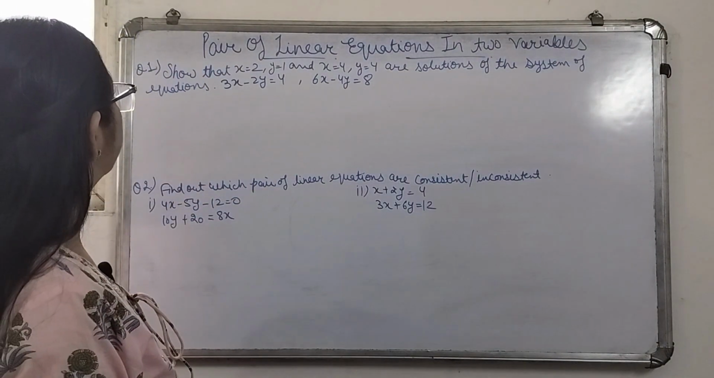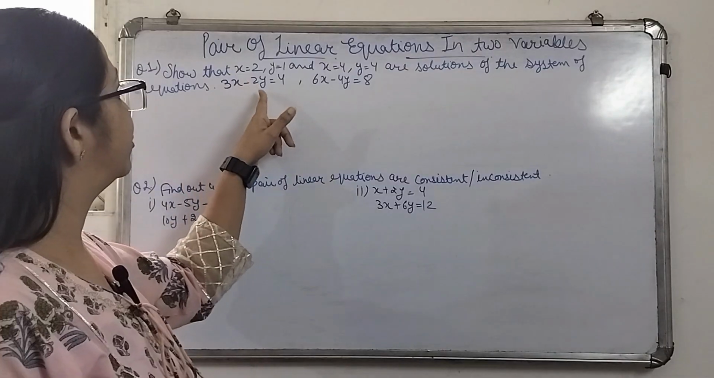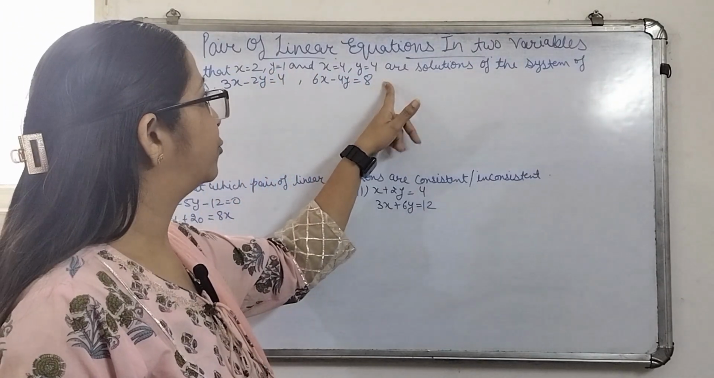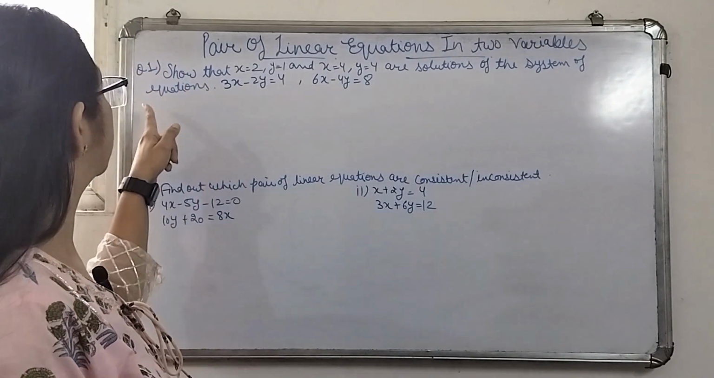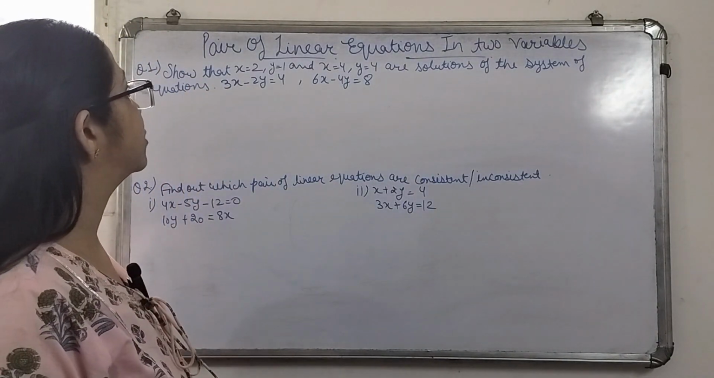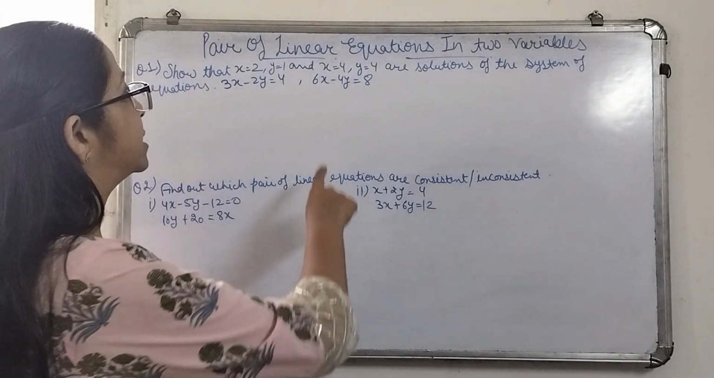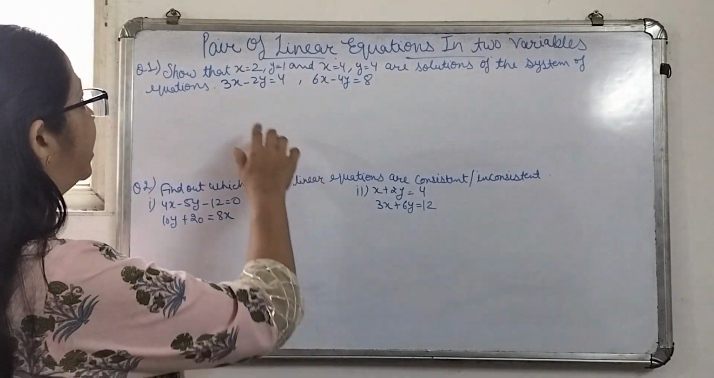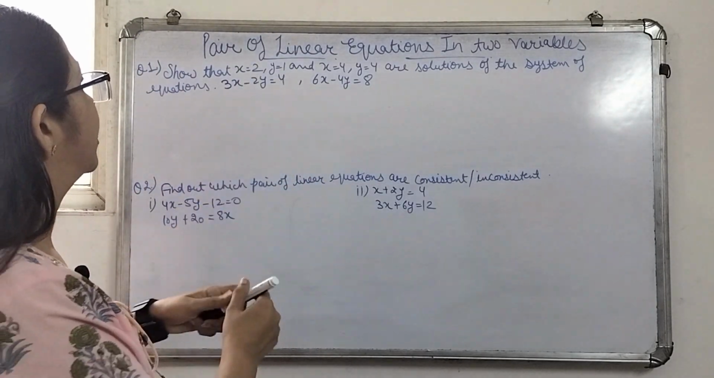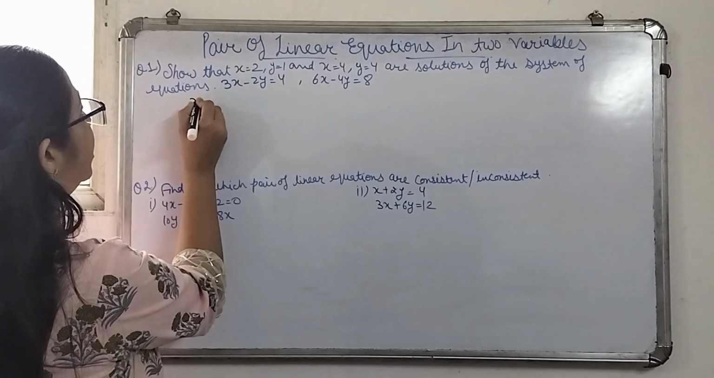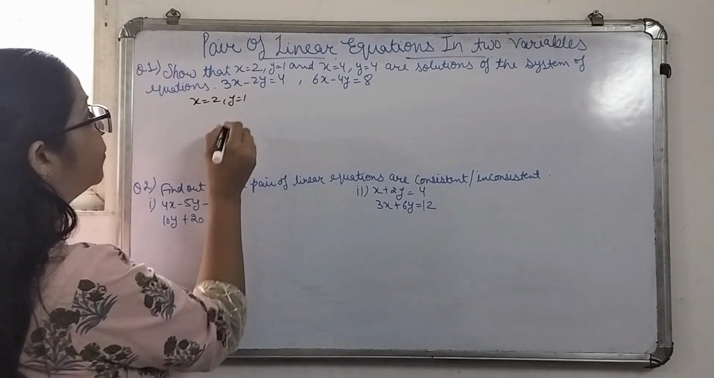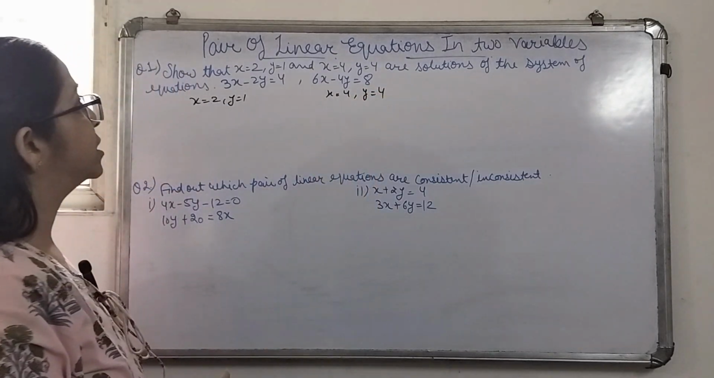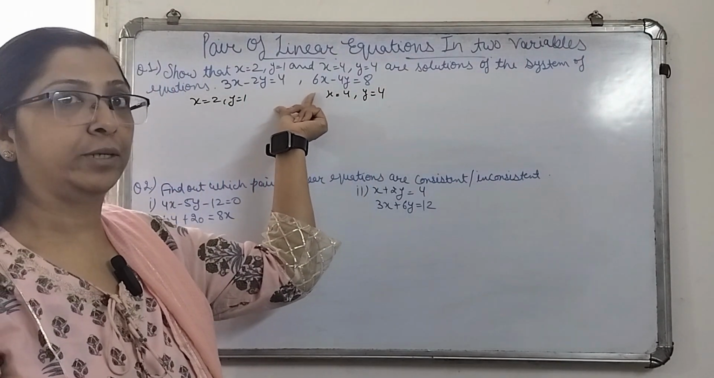Question number 1 is, show that x = 2, y = 1 and x = 4, y = 4 are solutions of the system of equations 3x - 2y = 4 and 6x - 4y = 8. So what we have to do is check whether these values, x = 2 and y = 1, and x = 4 and y = 4, are solutions for these equations or not.